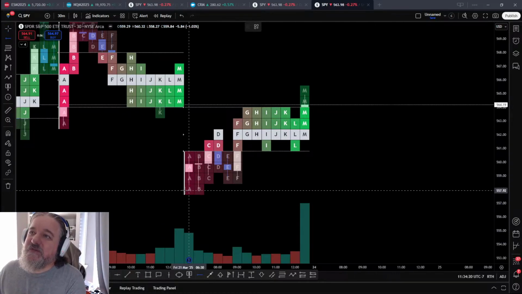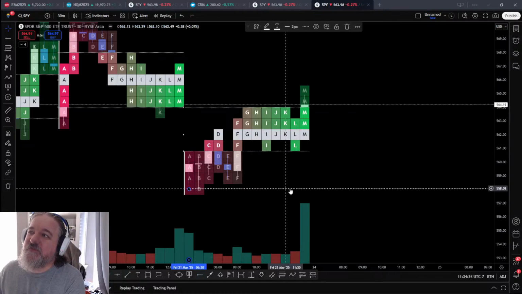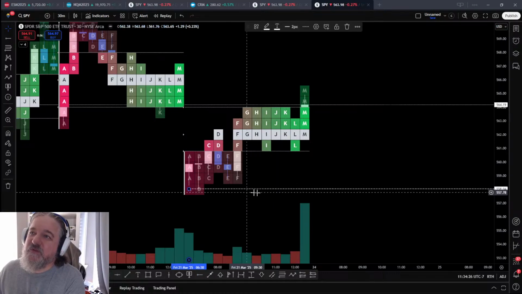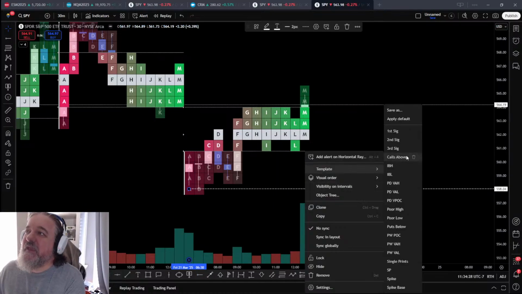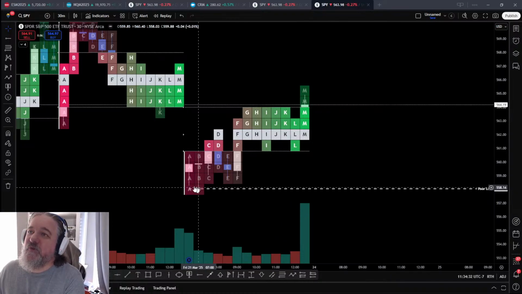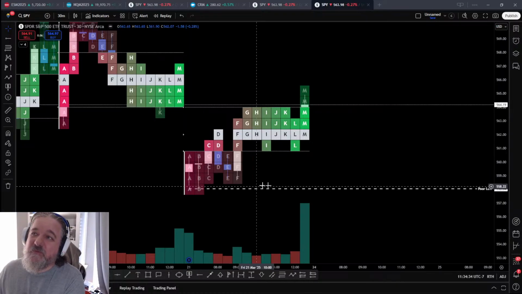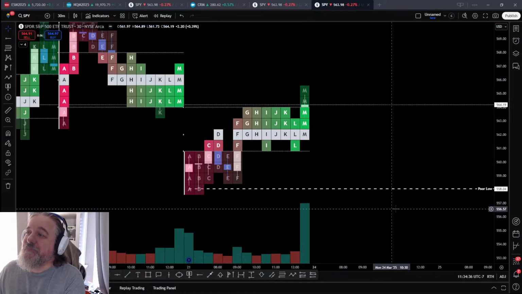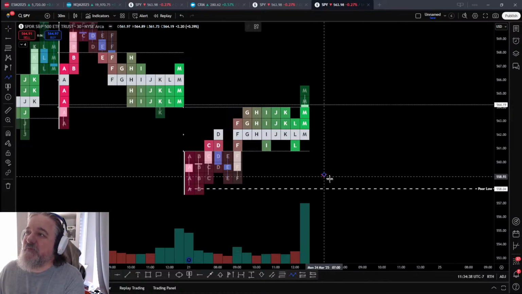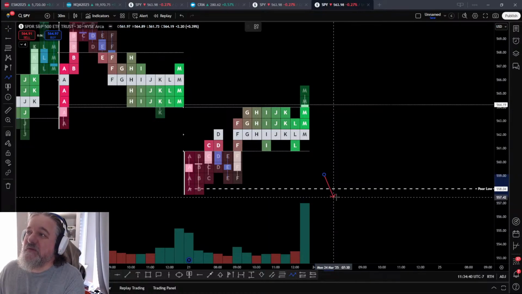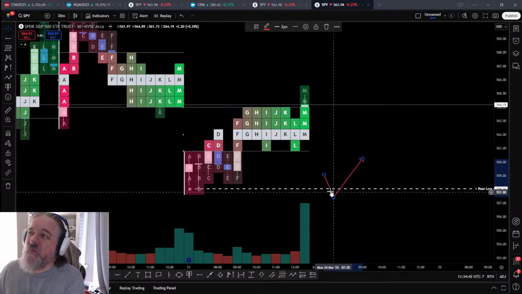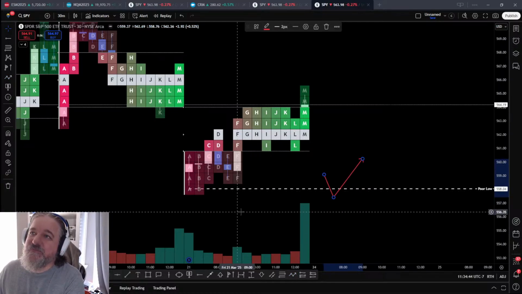So we already covered this, right? We didn't cover it in TPO terms, but this here is a poor low, right? We have the A and the B period at the same level, right? So what we expect when price comes to here is we would expect price to break through and clean up what is considered a failed auction, okay?